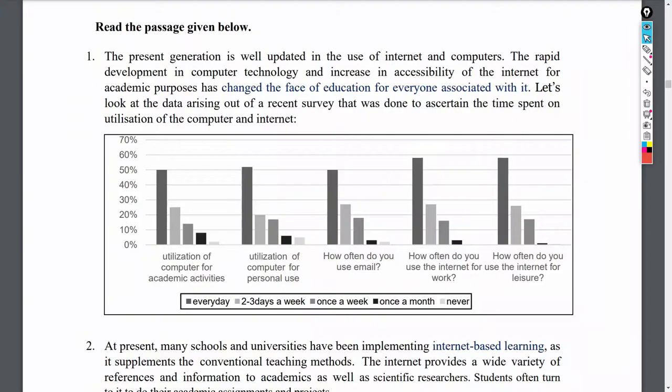The present generation is well updated in the use of internet and computer. The rapid development in computer technology and increase in the accessibility of the internet for academic purposes has changed the face of education for everyone associated with it. Let's look at the data arising out of a recent survey that was done to ascertain the time spent on utilization of the computer and internet.